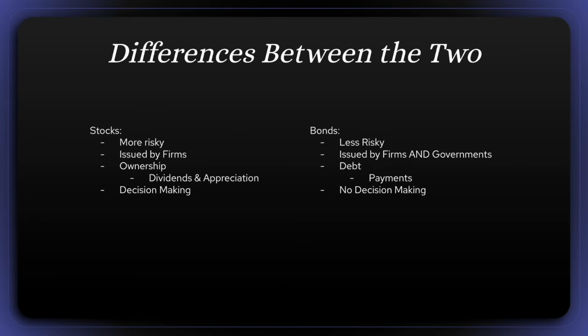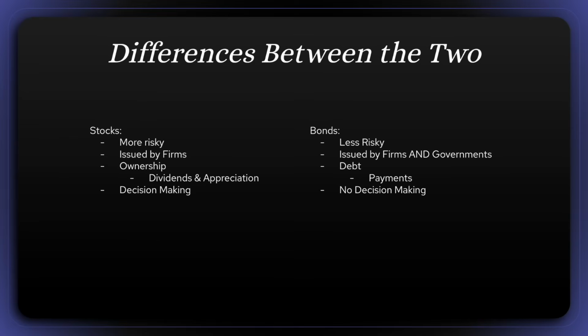So typically stocks are more risky. This is due to the volatility of the stock market, resulting in companies' values appreciating and depreciating. Additionally, stocks are only issued by firms or companies. Stocks also give you ownership over a company, and you get paid in the form of dividends and appreciation in the value of the company.